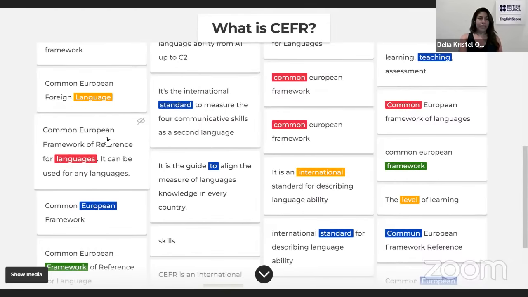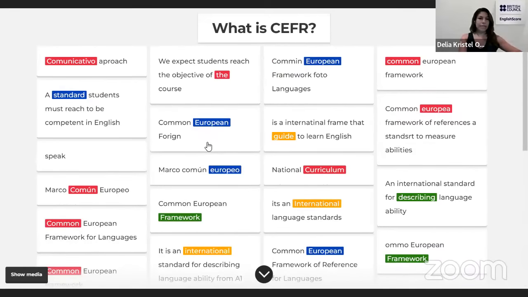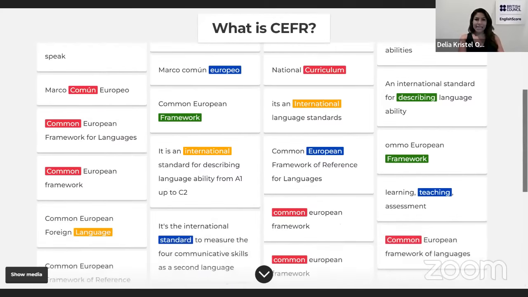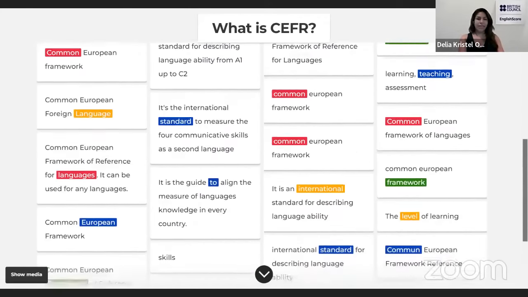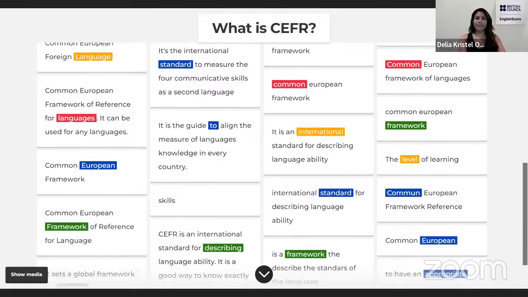Very good. I may say that some approaches are more for the second language, but also for foreign languages, right? It's like for the language on a general basis. Let's see, most of you are saying it's how we measure, it's describing, yes.